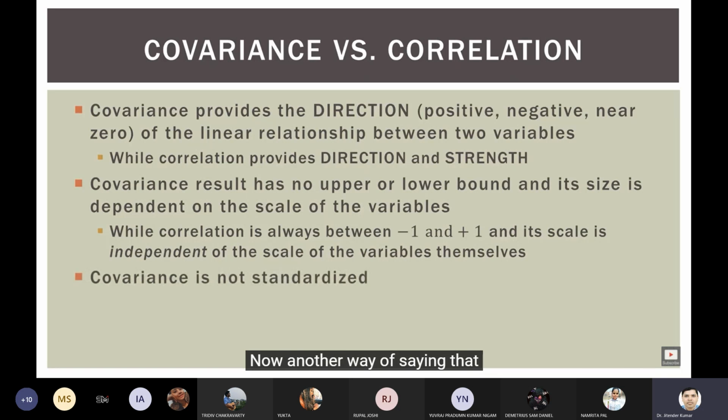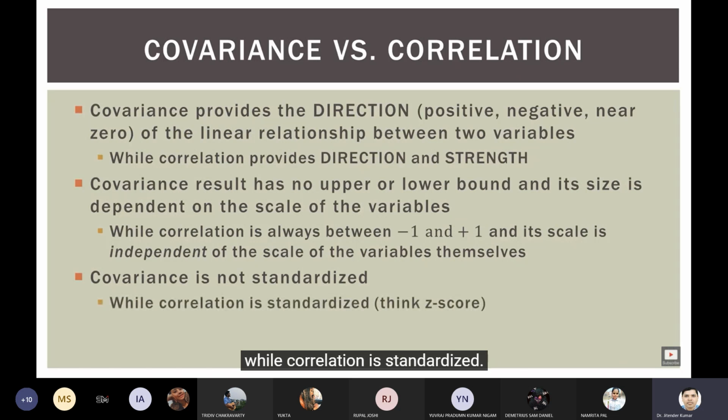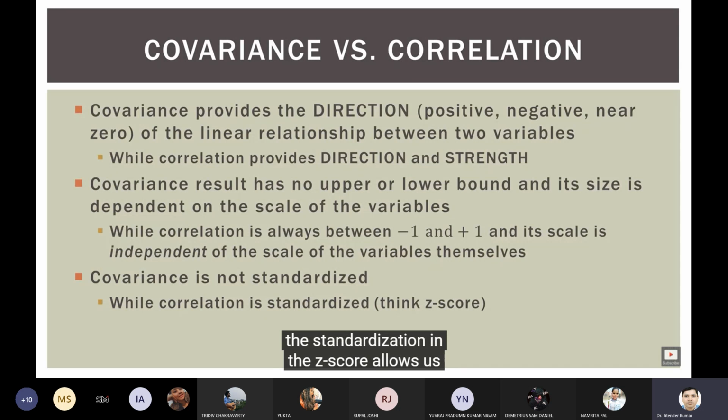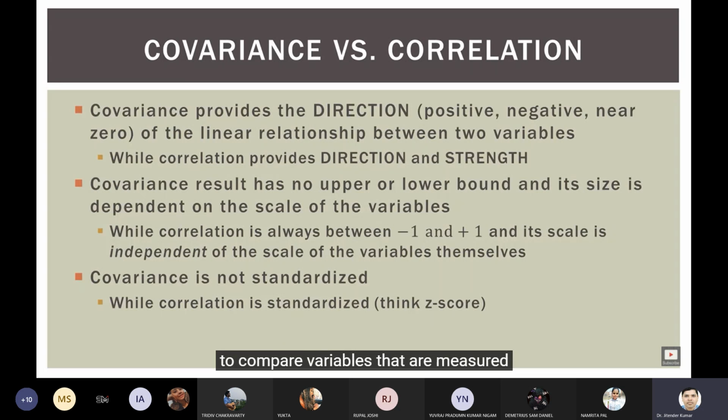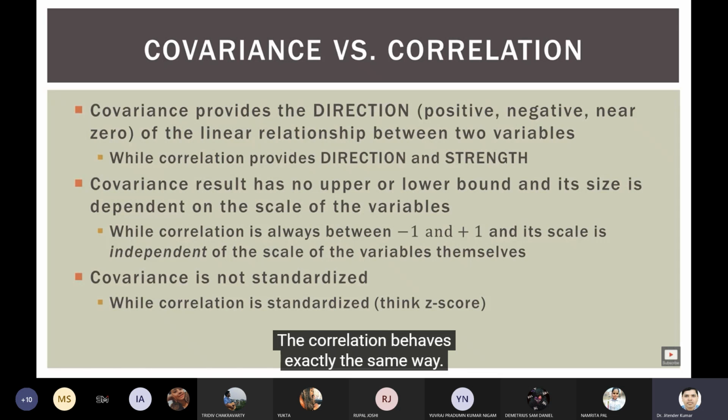Now, another way of saying that is that covariance is not standardized while correlation is standardized. In the same way that a z-score is a standardized measure of the variation in one variable. So you can think of a z-score of 1 or a z-score of -2.3. The standardization in the z-score allows us to compare variables that are measured using different scales. The correlation behaves exactly the same way. It's a standardized measure of the relationship between two variables.